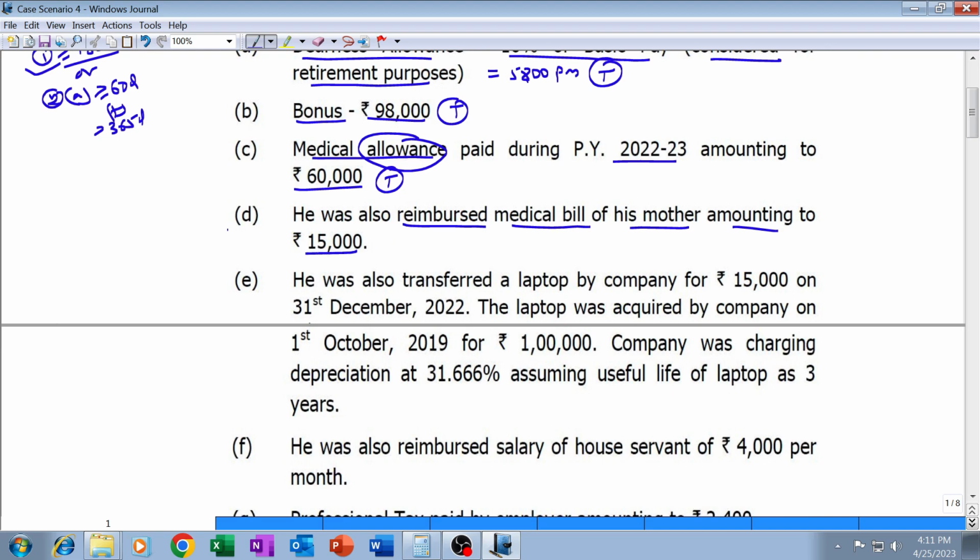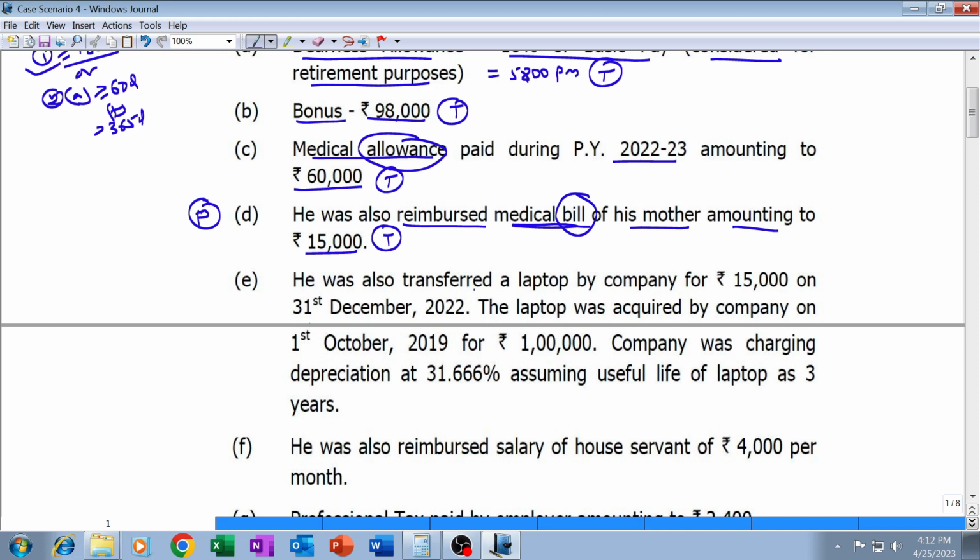This is perquisite, so I'm writing it here, perquisite. Bonus is not a perquisite. DNS allowance is allowance, medical allowance is also allowance, but medical bill reimbursement is perquisite and it is fully taxable. This is reimbursement of medical bill of mother, therefore fully taxable. Had it been reimbursement of Mediclaim premium, health insurance policy premium of his mother, then it wouldn't have been taxable. But since it is reimbursement of medical bill and not Mediclaim insurance, therefore it is fully taxable.